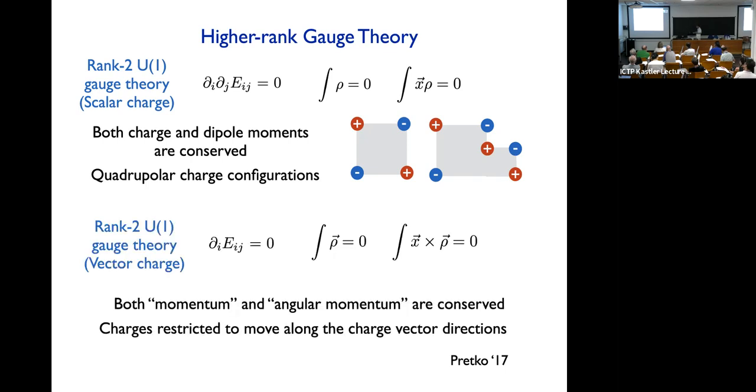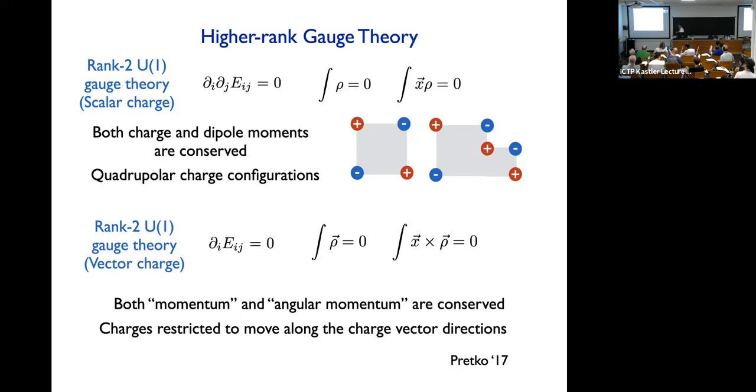Similarly, if you think about a vector version of this, then again you have a charge conservation. Then it turns out that there's an additional conservation law. So if you think about the charge as a momentum, then this is like an angular momentum conservation in analogy. If this is what happens, then this vector charge can only move along the charge vector direction. So again, it gives you a mobility restriction.